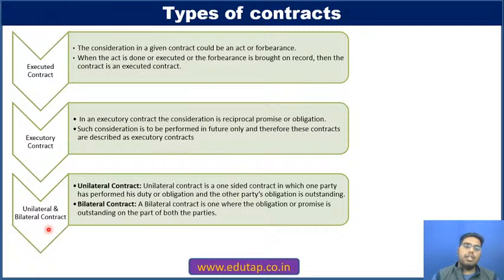In an executed contract, both the parties have performed their function. Within executory there are two types. Either unilateral, in which one party has performed his function and one party has not, or bilateral executory contract, in which both the parties have not performed their functions.